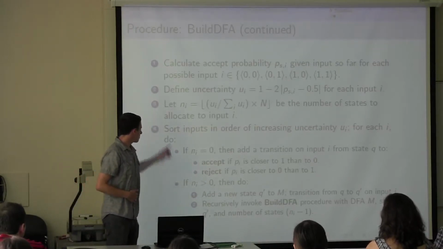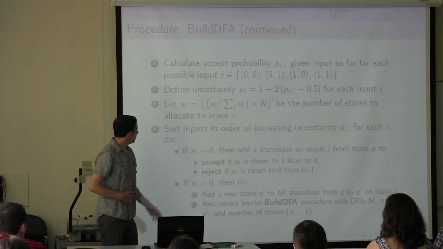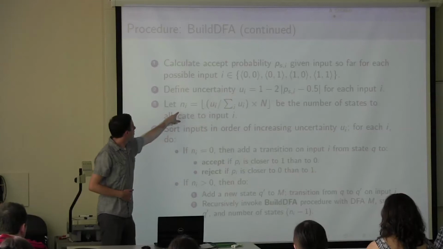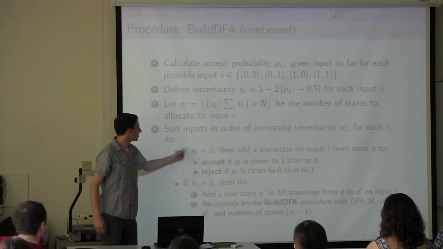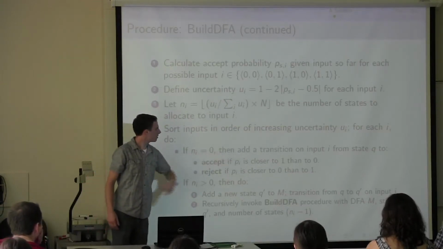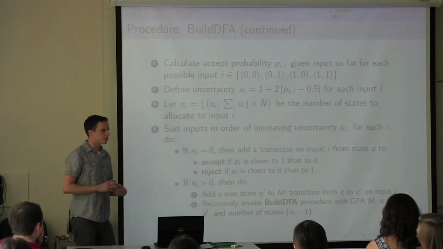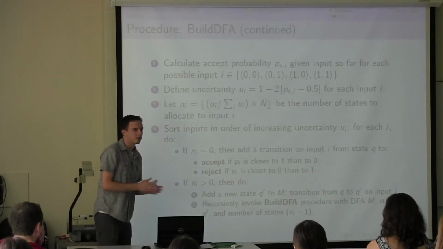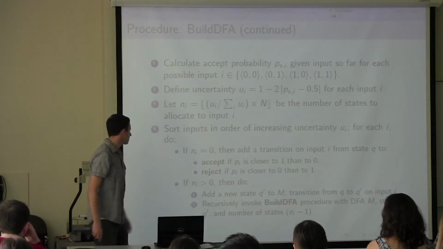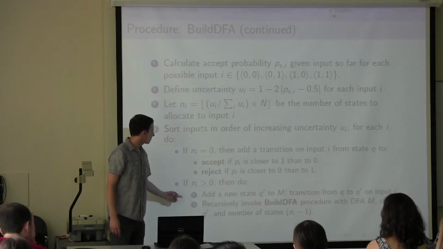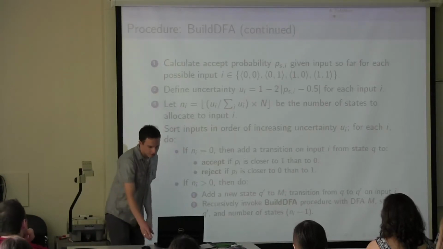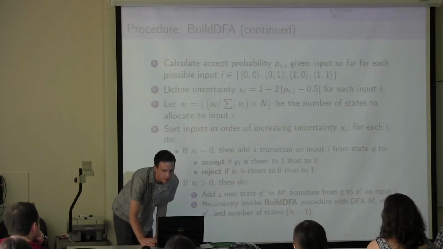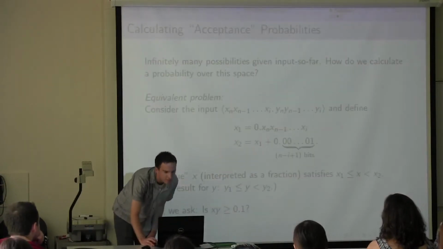And then this is framed recursively, right? So if this is going to be the number of states we allocate to each input symbol, if we don't have any states, we accept if our probability is closer to 1 and reject if it's closer to 0. We'll just take the hit if the probabilities aren't equal to 1 or 0, and that's where the approximate part comes in. Otherwise, allocate more states. I'm running out of time, so the part I really want to talk about is the method for calculating these probabilities, because it's pretty ingenious.